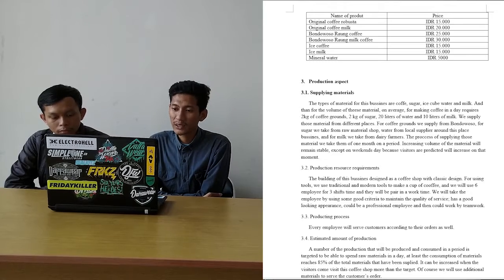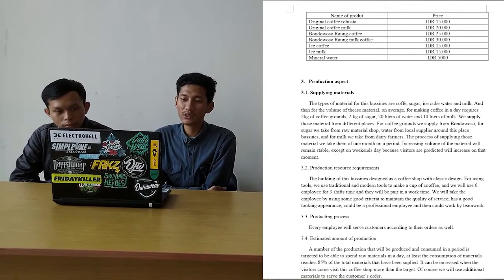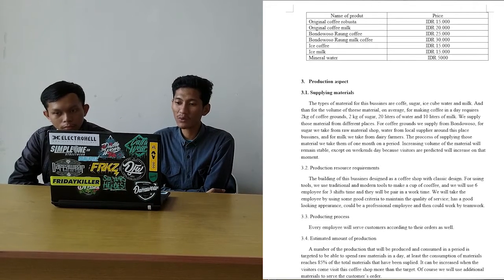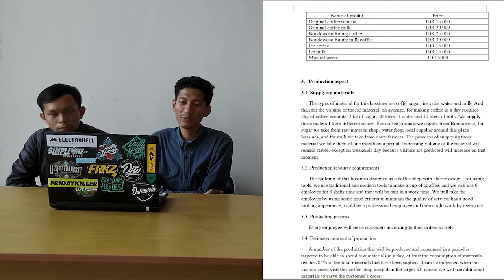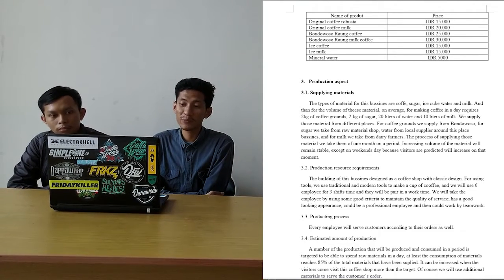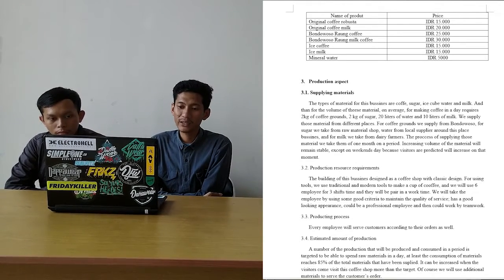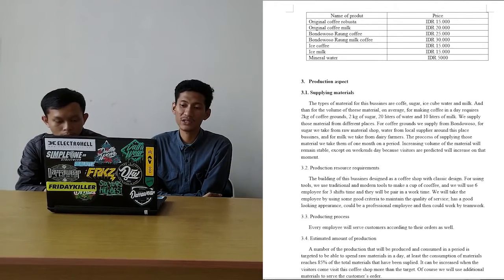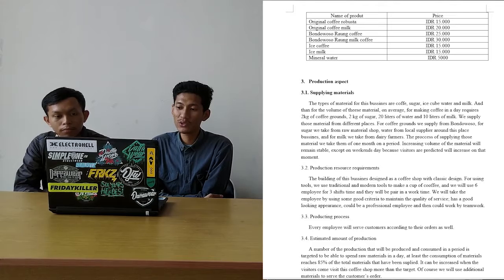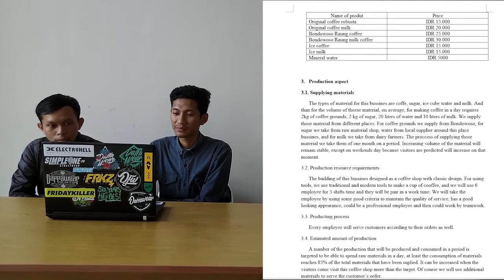The number of products that will be produced and consumed in a period is targeted to use up the raw material in a day. At least the consumption of material reaches 85% of the total material that has been supplied. It can be increased when more visitors than the target come to the coffee shop. Of course, we will use additional materials to serve the customers' orders.